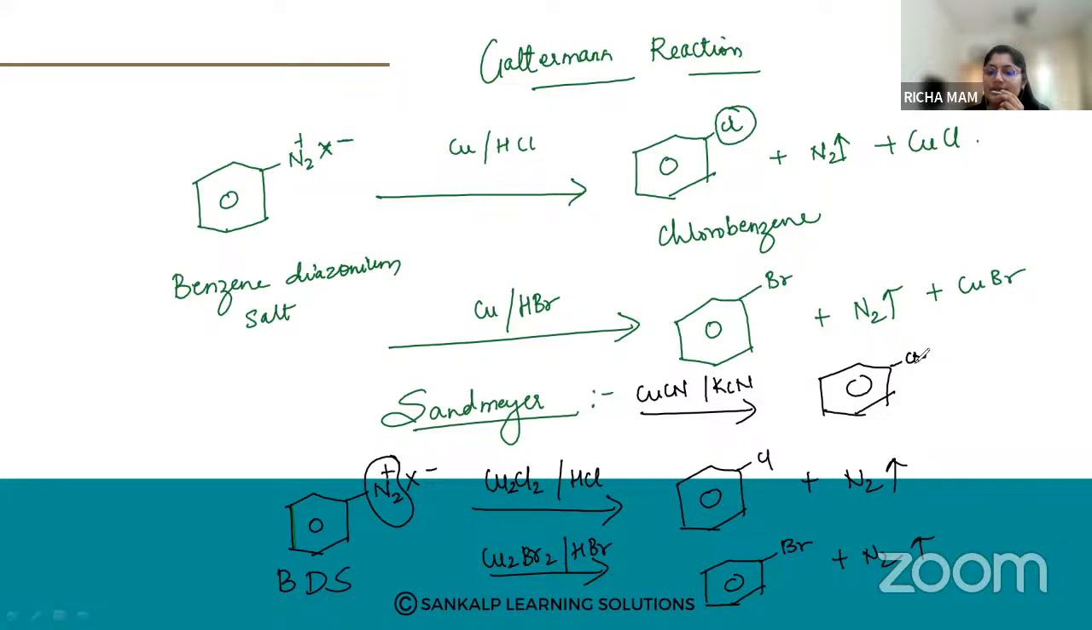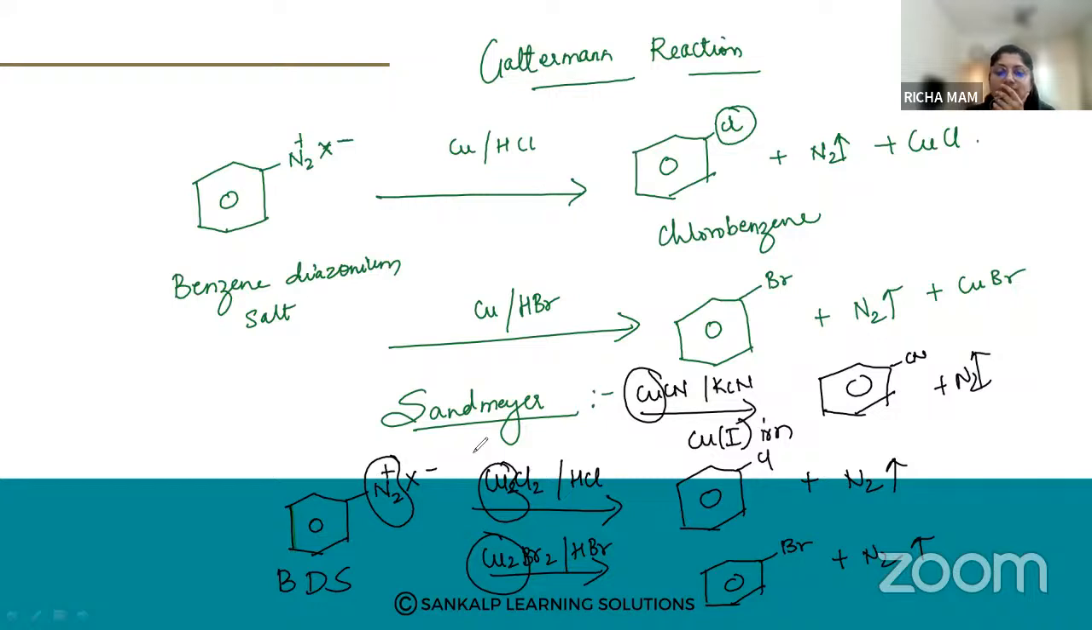CN, plus N2. So this is Sandmeyer's reaction. Directly on the diazo group, when I want to replace it by Cl minus, Br minus, or CN minus in the presence of Cu in the +1 state. So our copper is in what state? Our copper is in +1 state. In all these cases, you can see there is a copper which is in +1 state.